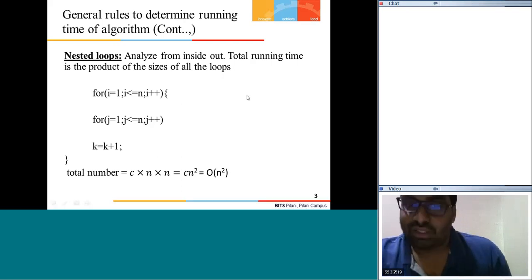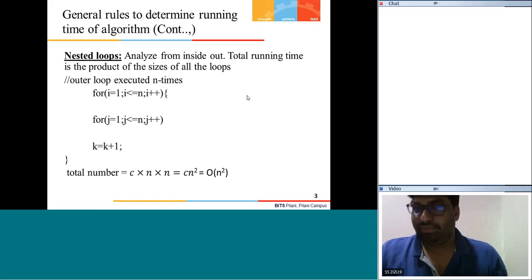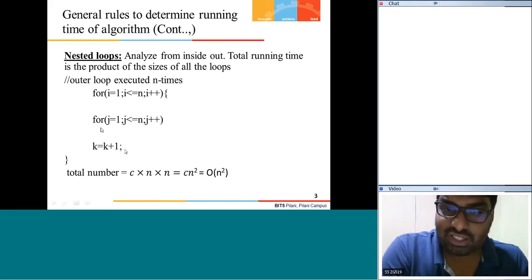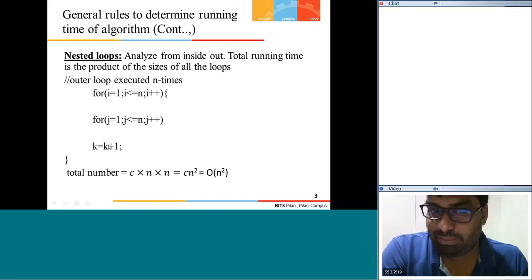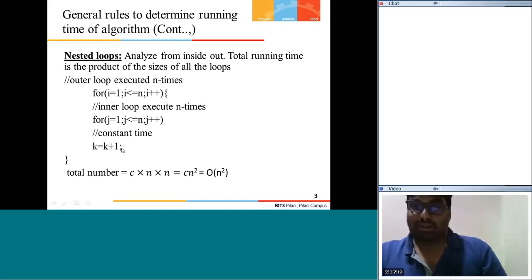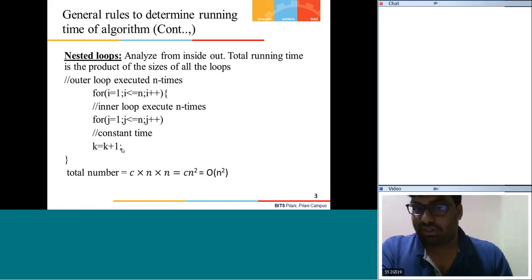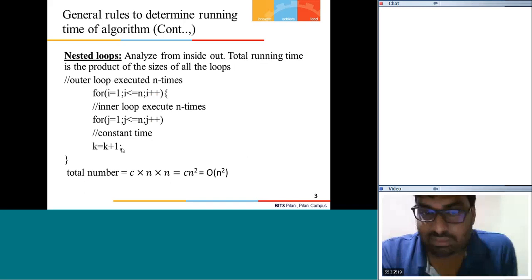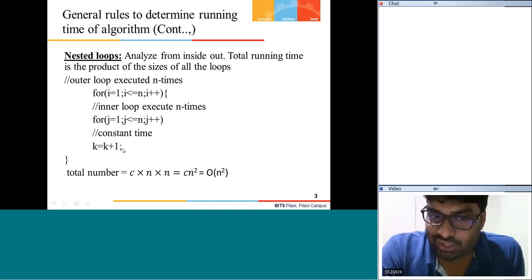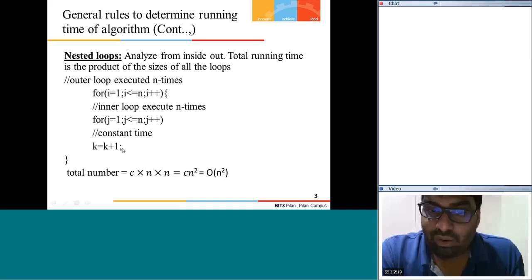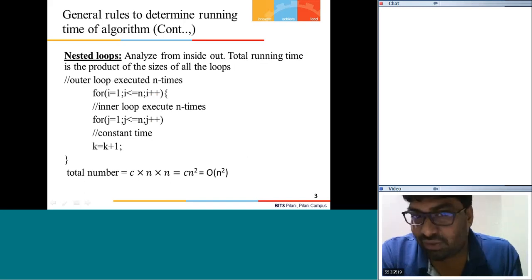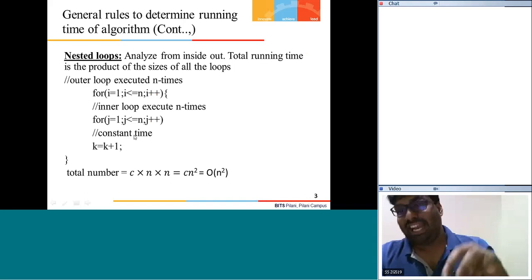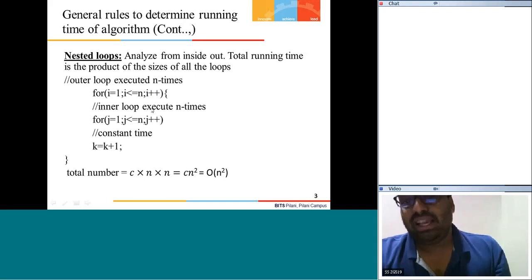Let me quickly finish that. The first constant operation that you see here is k is equal to k plus 1, right? Do you agree this is the constant operation that is running? Yes, you agree. So let me come from the inside. It is inside a loop. Now after this, what is it running? It is running the first for loop, the internal for loop. How many times is it running? n times. Constant into n.